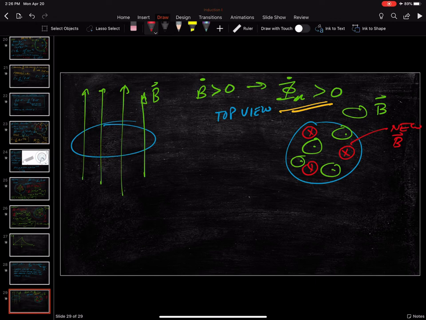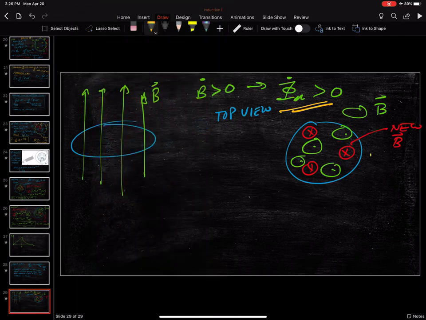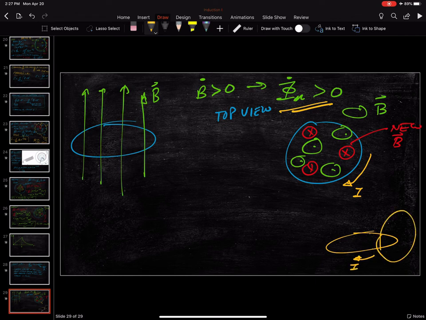And in order for that thing to happen, you remember our right-hand rule for currents, the current has to move, in this case, clockwise. Why? Because if you picture this loop here and the current is heading in this direction, the magnetic field circles around like this.